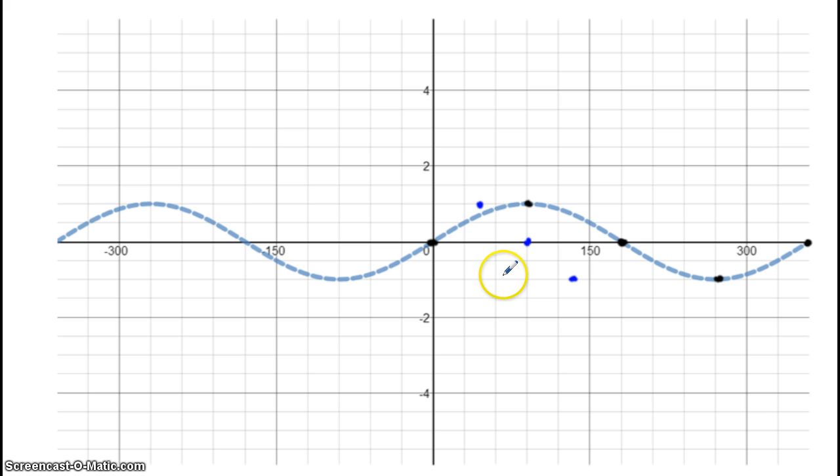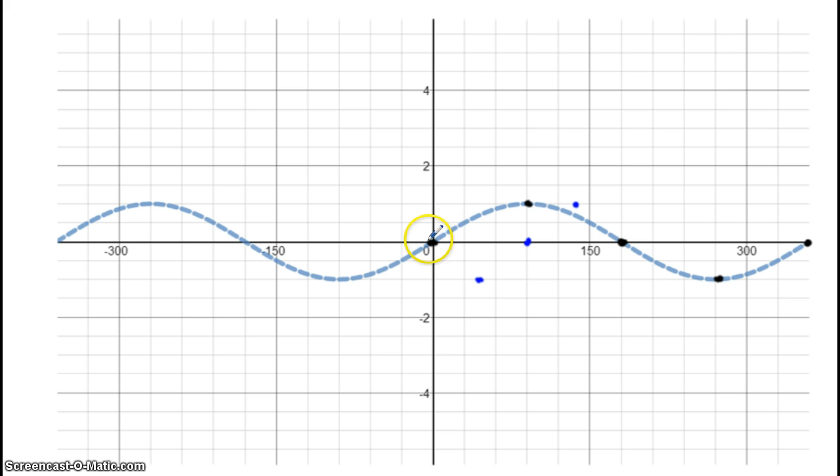Now we want to reflect it in the x-axis. The points on our x-axis are unaffected by reflection, but our maximum will flip down and become a minimum. This minimum will flip up and become a maximum. I'm going to erase these other points so I don't get confused by them. So now we've applied the period of 180 and a reflection in the x-axis.